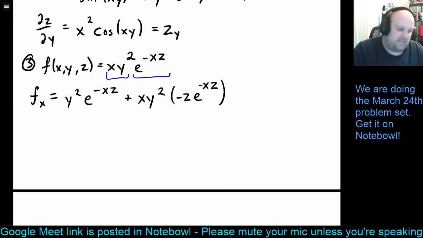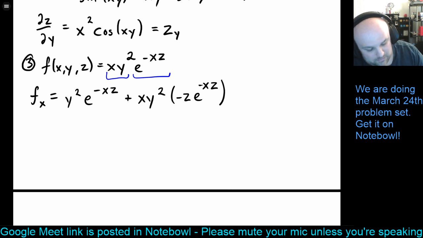Right. And then, you can simplify these things if you want. There's not really all that much you could really do here. You could factor out this y squared e to the minus xz, but there's not much more than that you can really do. So we'll just sort of stop there.